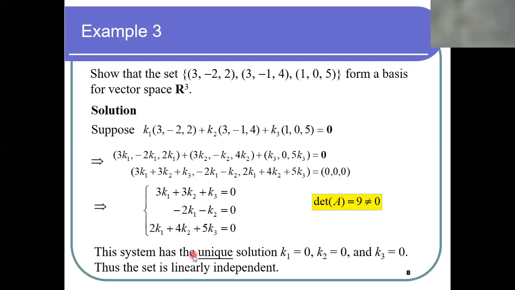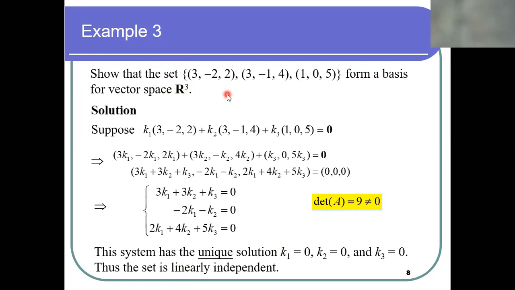So in that case, the vectors given in this small subset of R3 are linearly independent. So the second step is to find whether the vectors given in this subset of R3 span R3 or not.